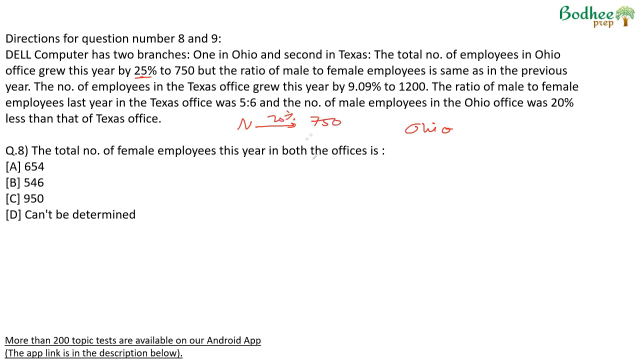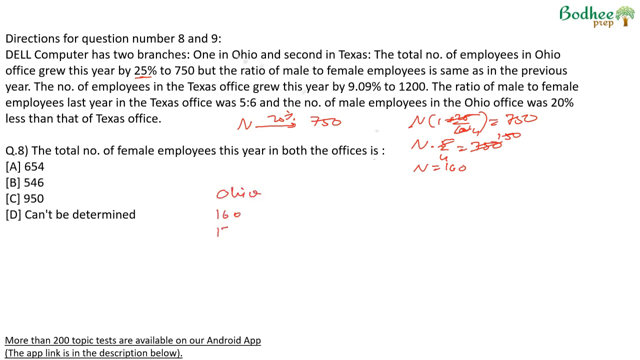We can say n. Ohio earlier, n into 1 plus 25 upon 100 is equal to 750. This is 1 by 4. So n into 5 by 4 is 750. 150 times 4 is 600, not 160. Ohio had 600 people, which has gone up to 750.